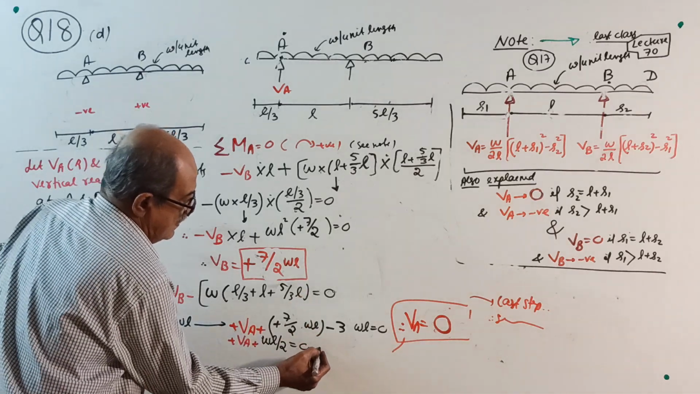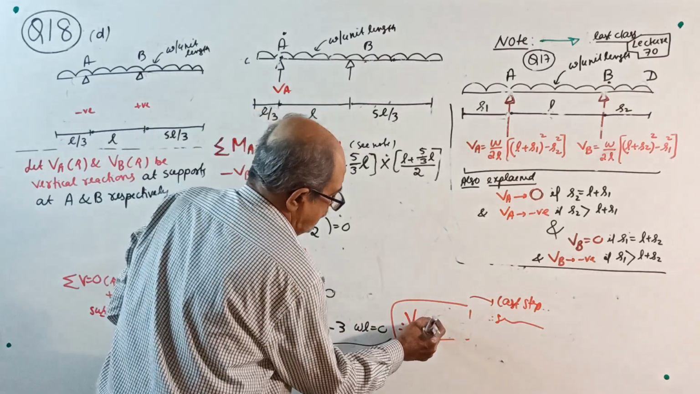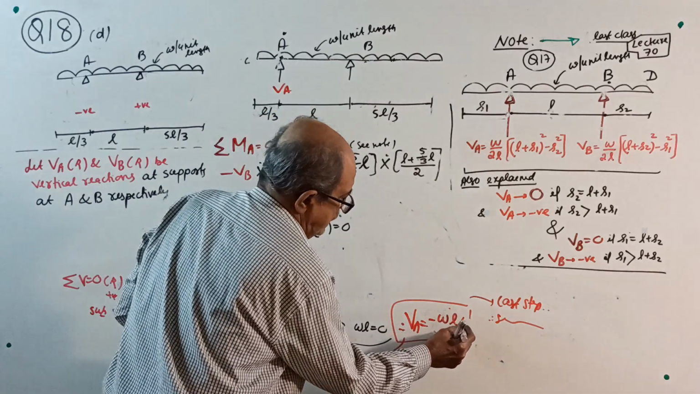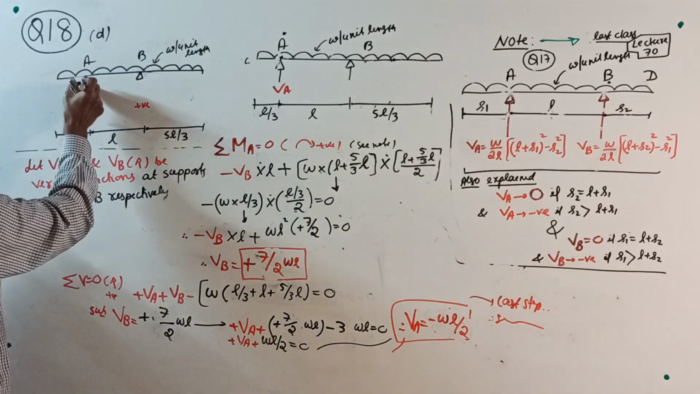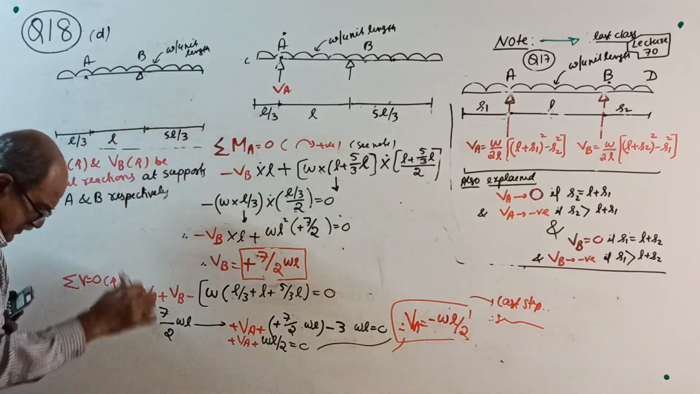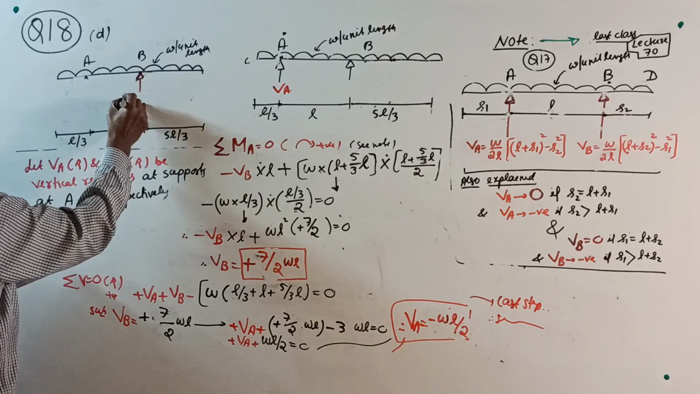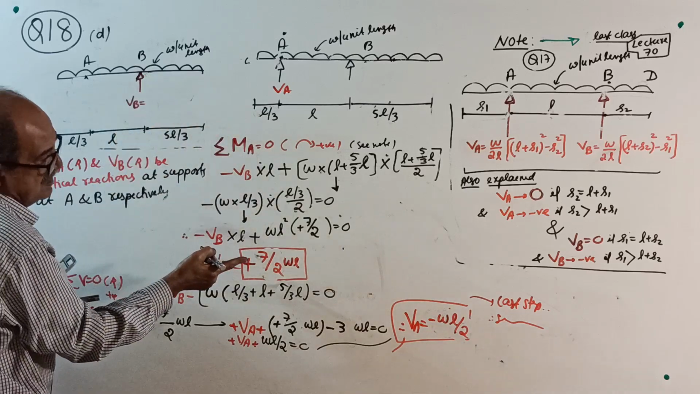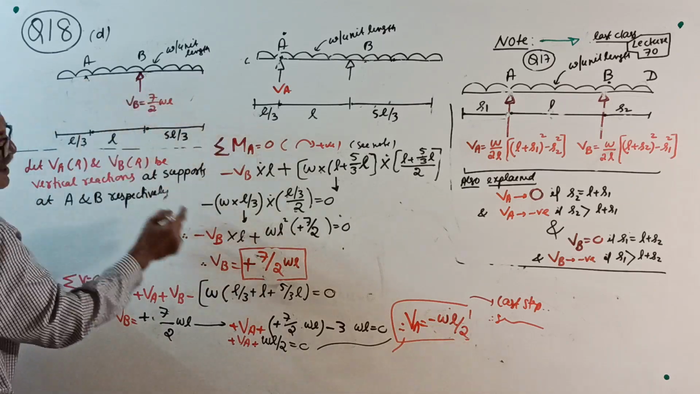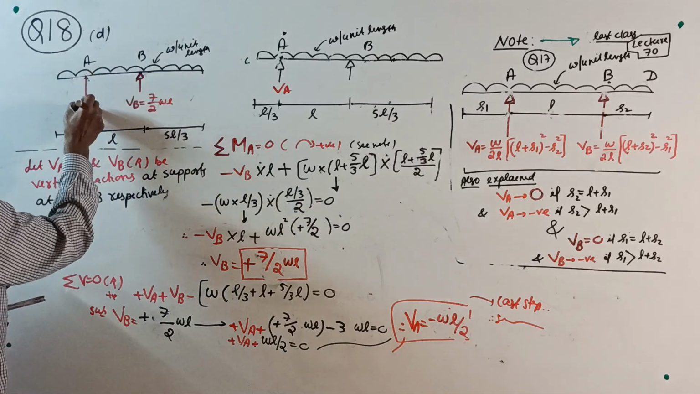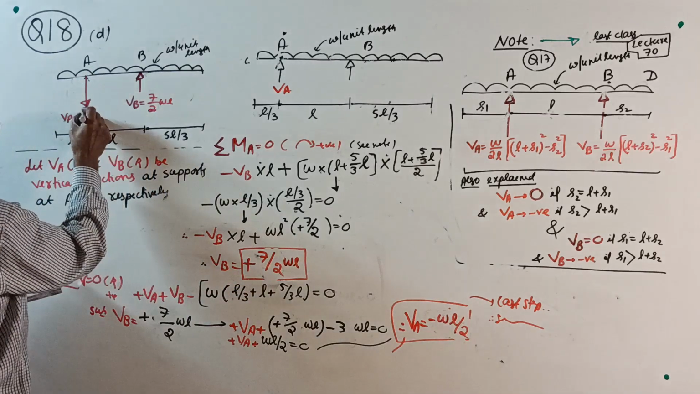Therefore, your VA will come plus and plus that side minus WL by 2. Okay, therefore go back here, enter the answer once again. See, VB you got positive. This reaction is correct. VB equal to, what is the answer? 7 by 2 WL. Whereas VA, we got negative, so it is a downward reaction. VA equal to WL by 2. Okay, now 1 minute.